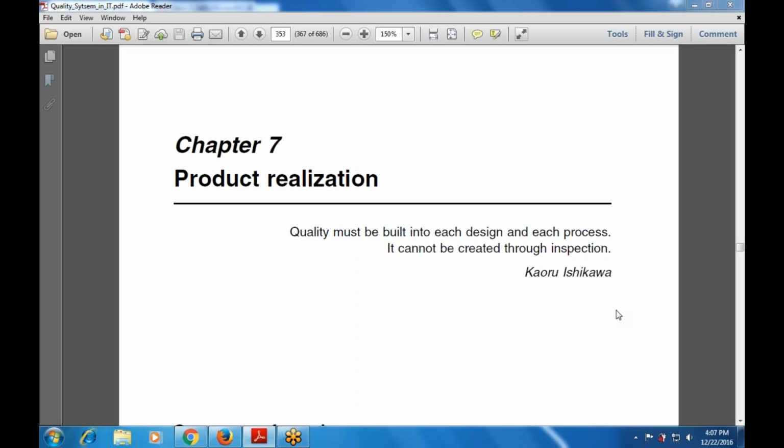Today's topic is chapter number 7, that is product realization. In the last class we studied the product, we can say sources. Now the product realization, that is the next chapter.